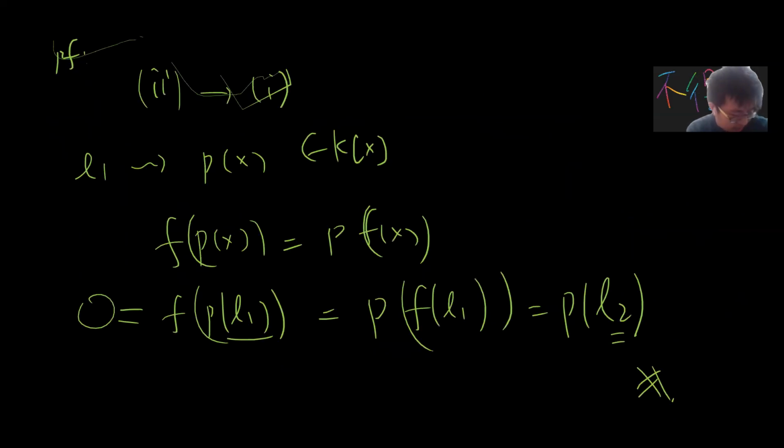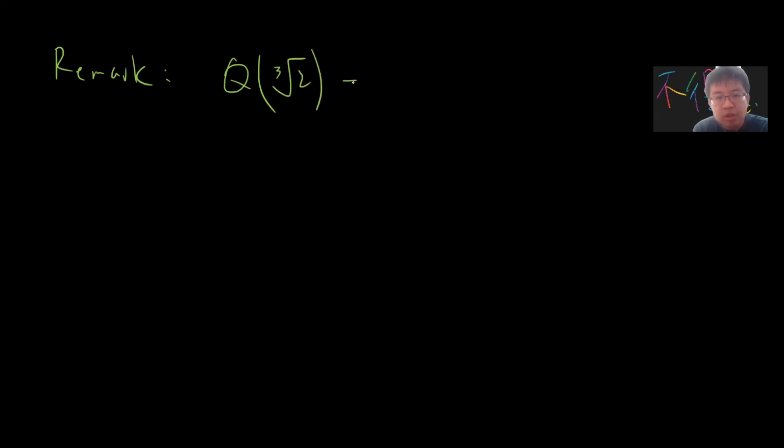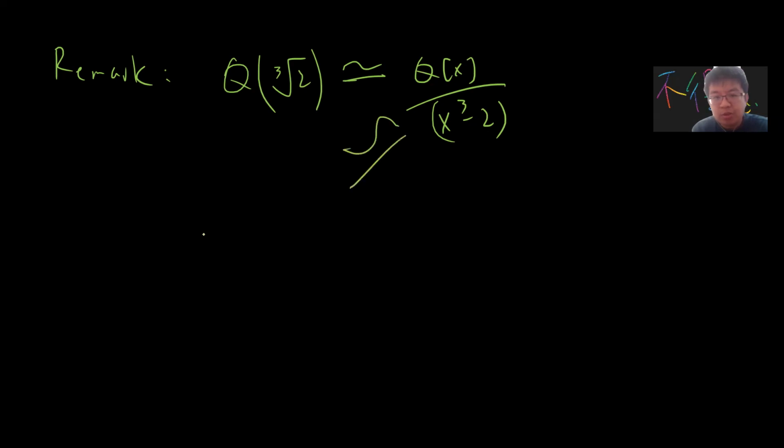Next time we can talk about Galois theory. Let me just say something a little bit weird, a final remark. As I said, Q(cube root of 2) is isomorphic to Q[X]/(X^3 - 2). I think there's no doubt that this is true. But by the previous theorem, this should also be isomorphic to Q(cube root of 2 times omega), where omega is this.